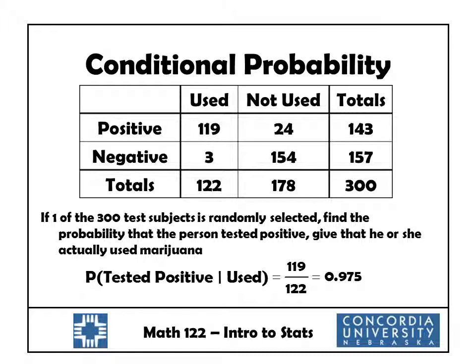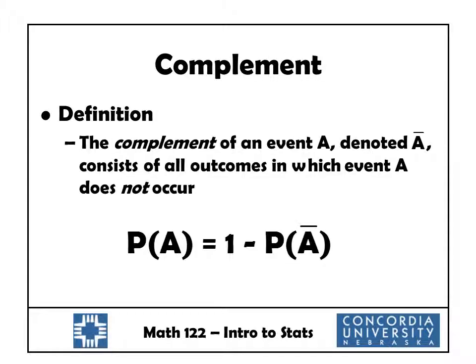So somehow we know that the person used marijuana. That means we're not dealing with one of the 300 people in general. We're dealing with only one of the 122 that used marijuana. So that's our denominator there. Out of those 122, 119 of them tested positive, so that's our numerator. You do the arithmetic, that comes out to be 0.975. So we see that the numerator comes from the first part of the probability, the tested positive. The denominator comes from the second part, the used part.